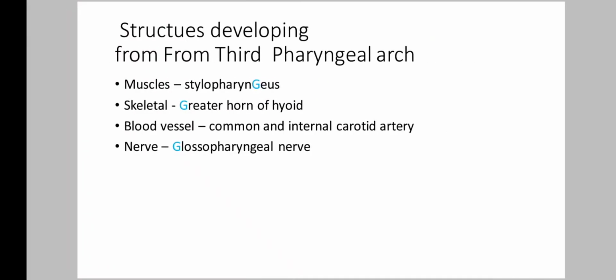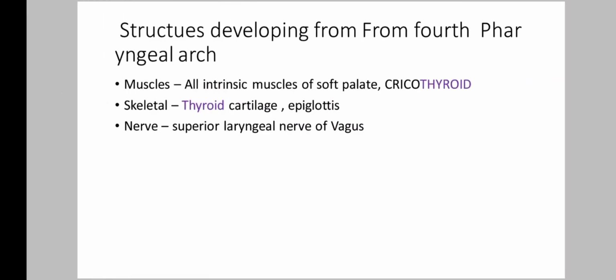Let's move to the third pharyngeal arch. There is the letter G. The nerve is the glossopharyngeal nerve. The muscle is stylopharyngeus, and the skeletal derivative is the greater horn of the hyoid bone. And the blood vessels we have to remember are the common carotid artery and internal carotid artery. Let's move to the fourth pharyngeal arch.